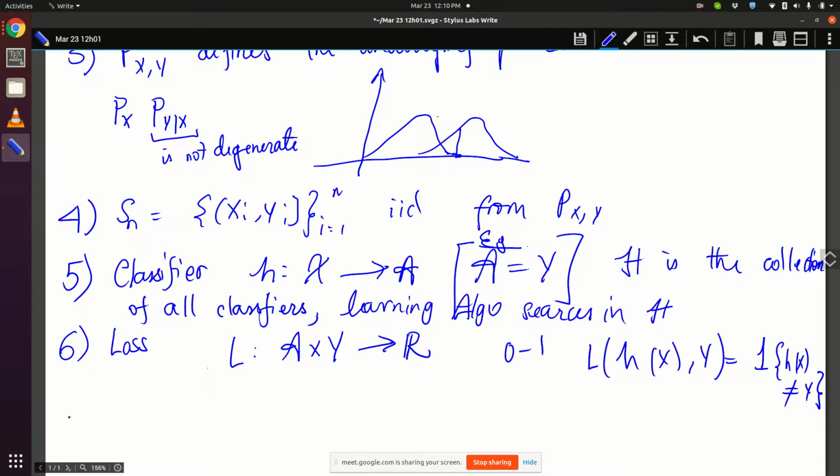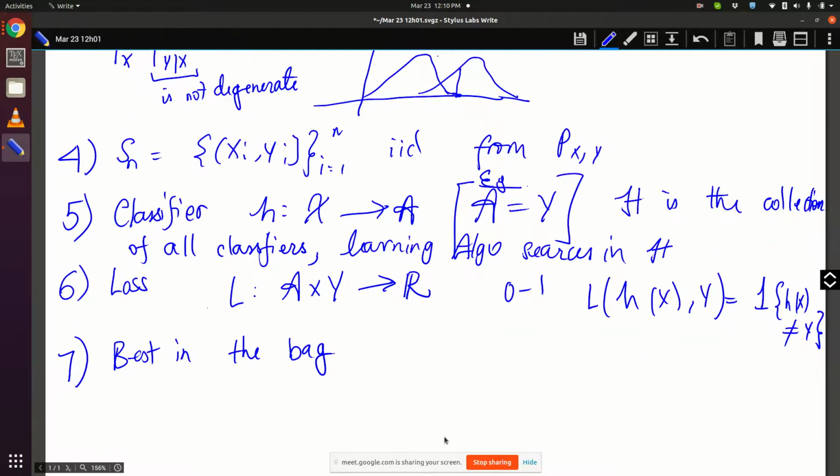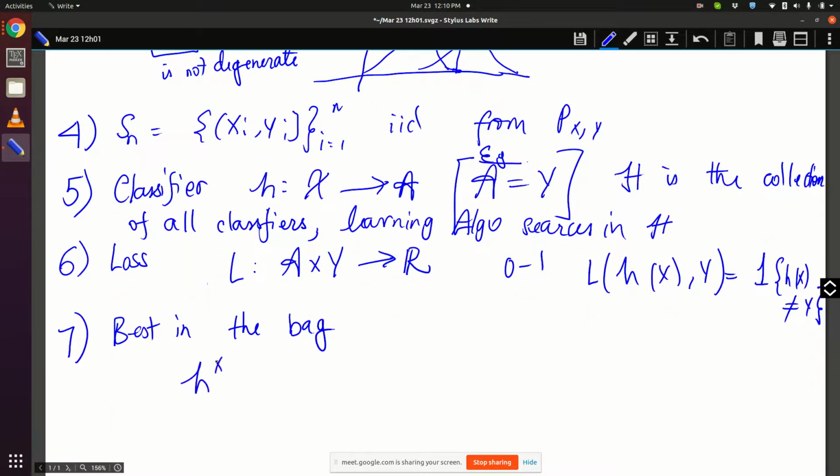Now if you remember, in the PAC learning framework, there was a true God-given classifier. We said that all the y's came from that C star. Here instead, what we will say is that there is the best classifier in the bag. That is, h star is the argmin over h belonging to H of R of h.